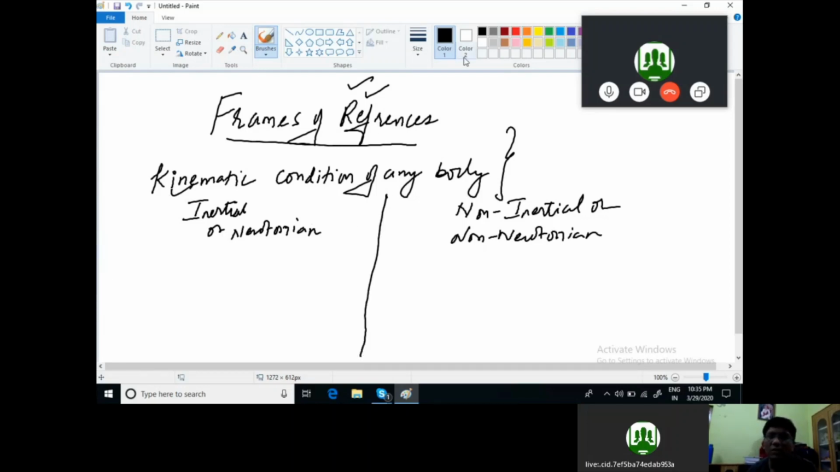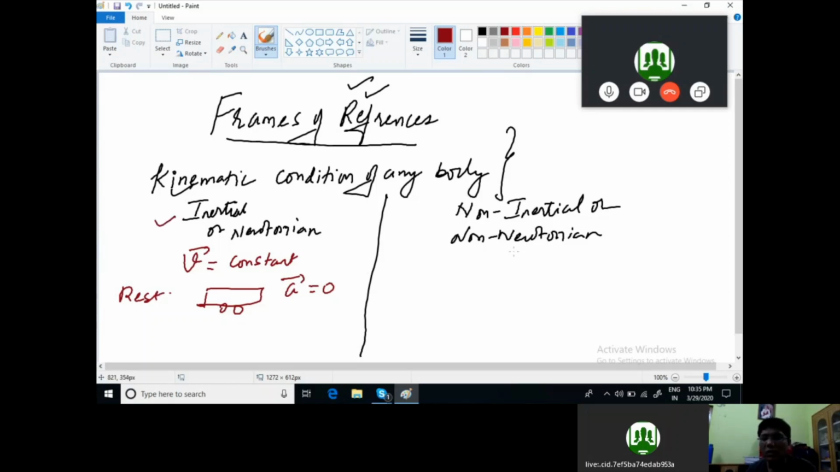So when we talk about the inertial frame, what does it mean? In case of the inertial frame, the velocity of the body is always constant, right? For example, we are moving in a bus and the bus is moving at constant velocity. That means its acceleration is zero. Or either the body is at rest. Then also you can say the frame is inertial.